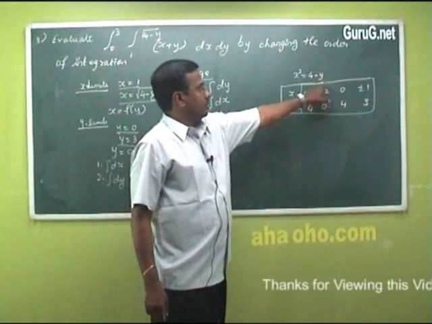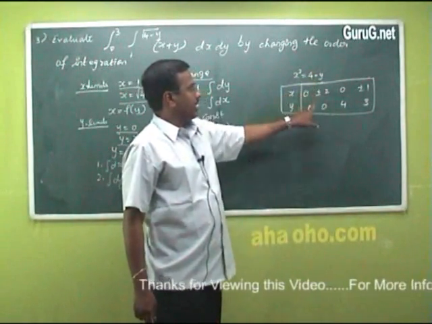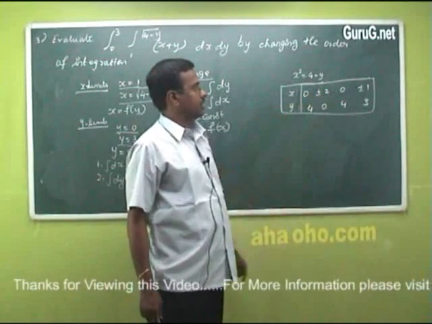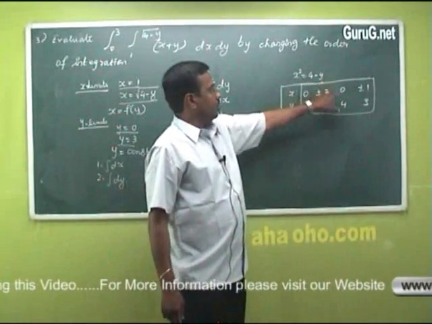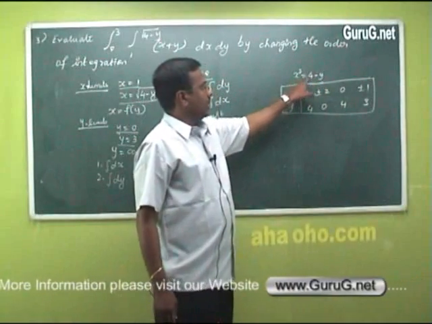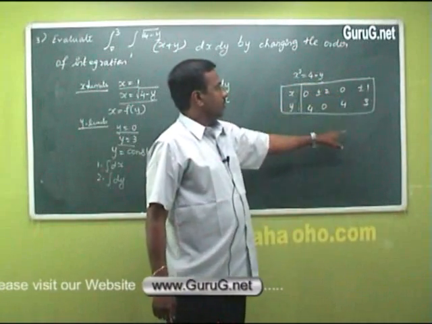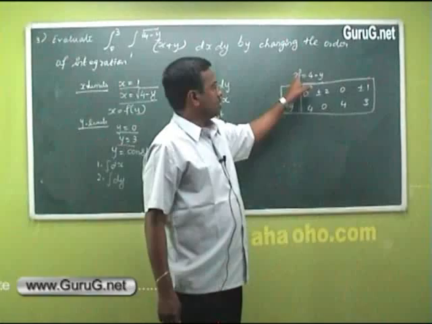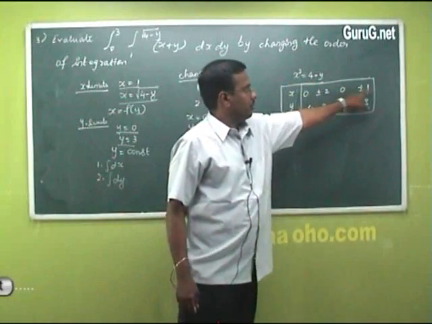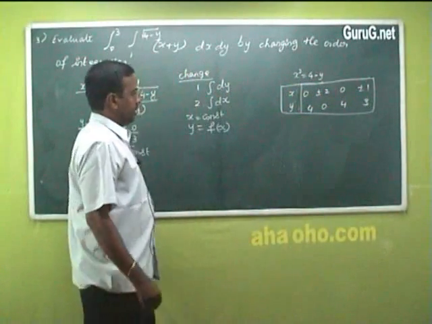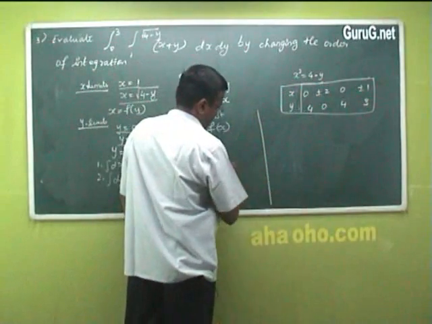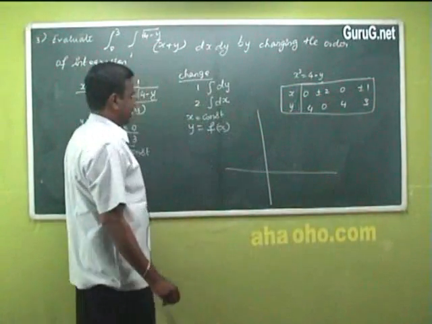When you put y equal to 0, x square value equal to 4, x equal to plus or minus 2. When you put y equal to 4 here, x square is equal to 0. When you put y equal to 3, x square is equal to 1, x equal to plus or minus 1. Now let us draw the diagram by using the limits.